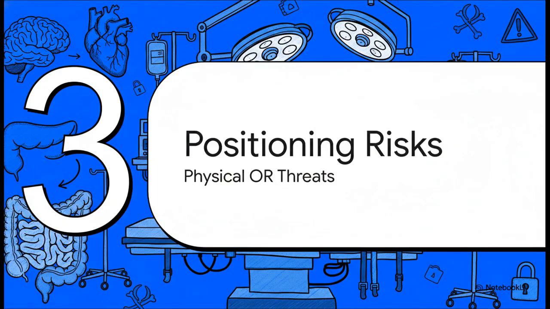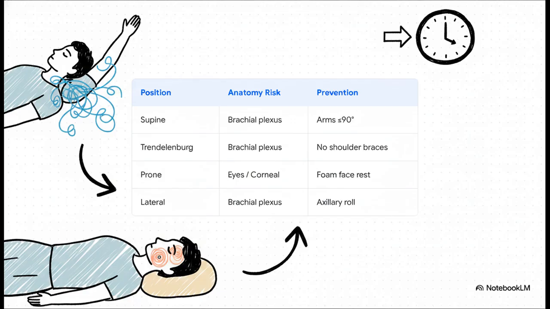Part 3, positioning and nerve risks. The physical risks of the OR. We're moving from internal organs to the external, physical threats of the operating room table. Patient positioning is incredibly high yield for this exam. Different physical positions bring very specific nerve and anatomical risks.